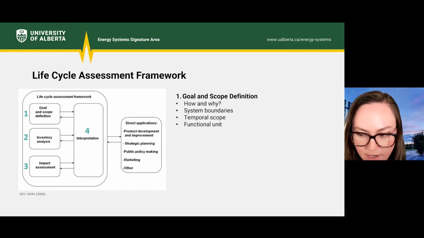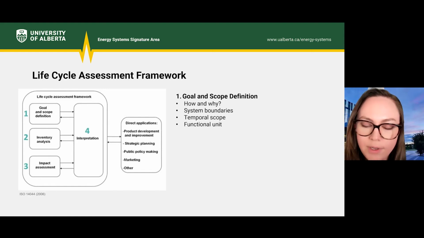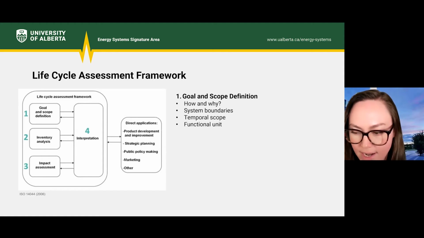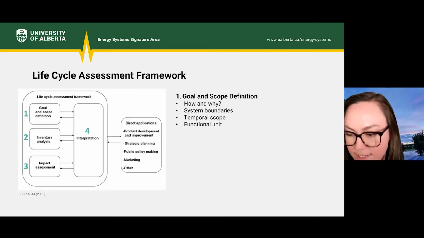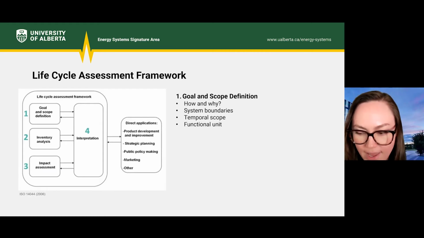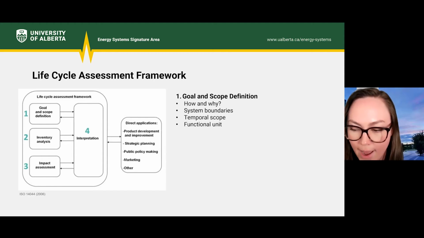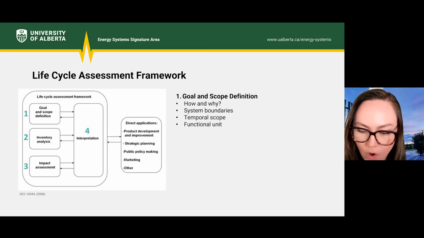To do that, you have to define your system boundary, so say which activities will be included or excluded from your system. You need to think about the temporal scope, so whether you're looking at something happening today or into the future. And then it's also defining a functional unit. If you see life cycle assessment results, they're often presented, say for electricity, as greenhouse gas emissions per kilowatt hour of electricity delivered. The functional unit provides a consistent metric or measure so that you can compare different product systems on a common basis.